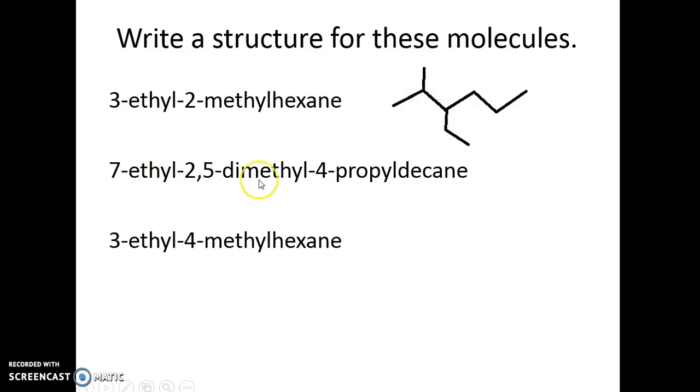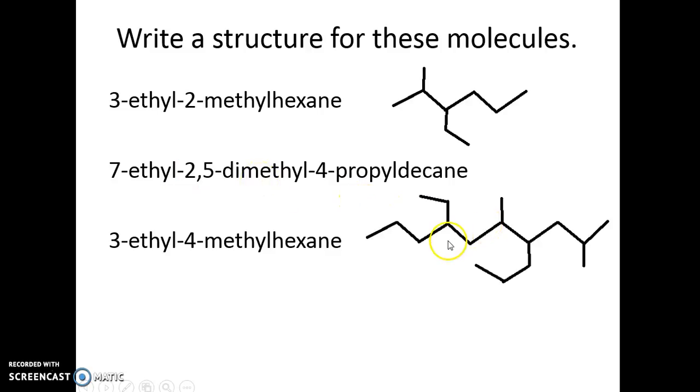Right here, 7-ethyl-dimethyl-propyldecane, you will have 10 carbons. 1, 2, 3, 4, 5, 6, 7, 8, 9, 10. On the number 7 carbon, it doesn't matter which end you start from. You can start from this end or this end. So if you look, I started from this end for the numbering. 1, 2, 3, 4, 5, 6, 7, and I put an ethyl group. On 2 and 5, on 2, 3, 4, 5, you can see there's methyls. And then on number 4, you can see we have a propyl, 1, 2, 3 carbons.